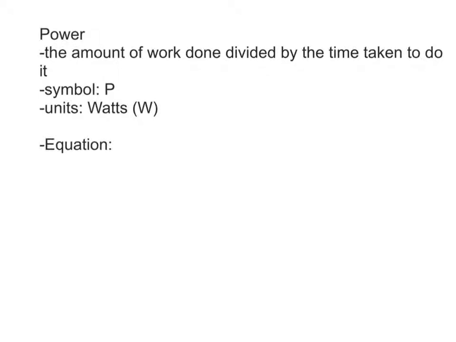Okay, so the last thing that we have to cover is power, and this is pretty easy. It's the amount of work done divided by the time taken to do it. That's it. The symbol for power is a capital P and the units are watts. The symbol for watt is a capital W. The equation for power is in the definition. Power equals work over time. That's it.